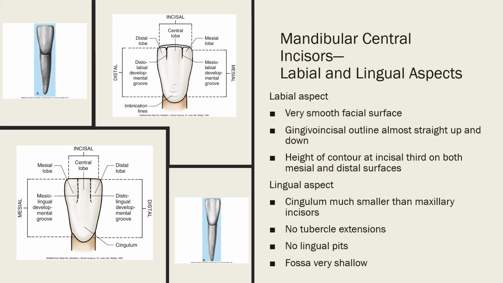All right, from the labial aspect, we're going to see a very smooth facial surface. The gingivo-incisal outline is almost straight up and down. Okay, so gingival, incisal. Okay. The height of contour at the incisal third on both the mesial and distal surfaces. Okay.